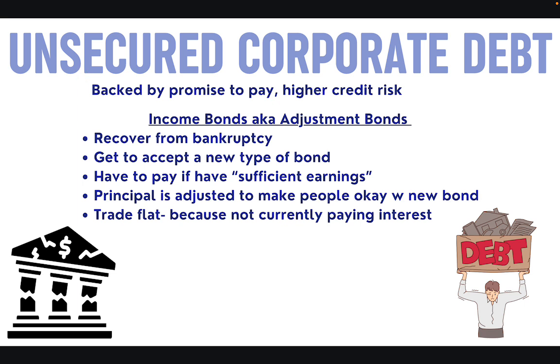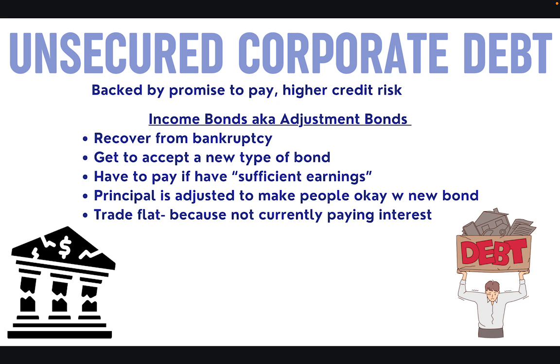And another type is income bonds, also known as adjustment bonds. These are issued when a company is trying to recover from bankruptcy. So basically, you've got a company that is going under. They want to try to get as much money as they can. So you get to accept a new type of bond, and they have to pay only if they have sufficient earnings. The principal is adjusted so that people are okay with this new bond.